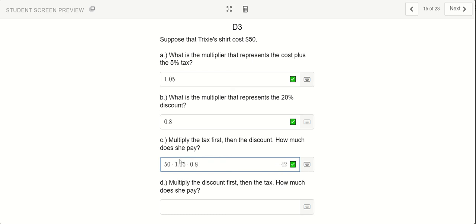But let's try the other way around. If I pay $50, give me my discount, give me my tax, I'm still paying $42. So it doesn't matter what order we multiply these in. Right? If I pay tax first and then discount, or discount first and then tax, it ends up being the same amount.